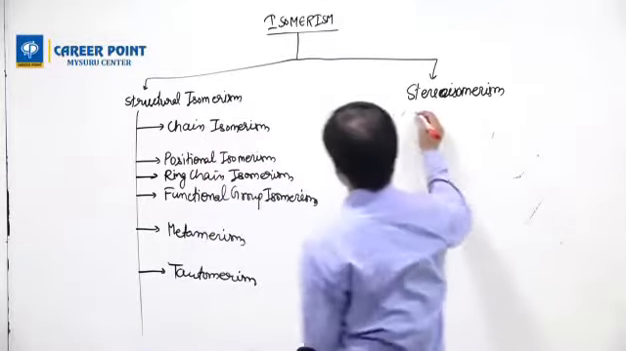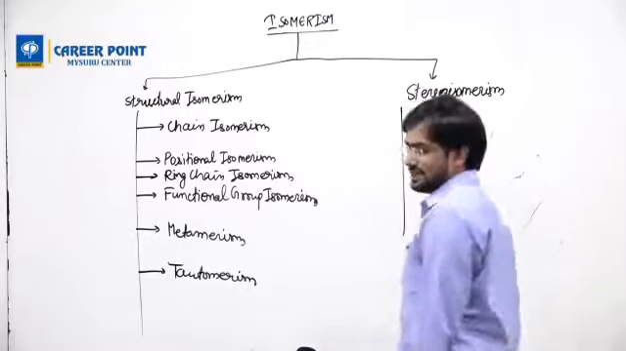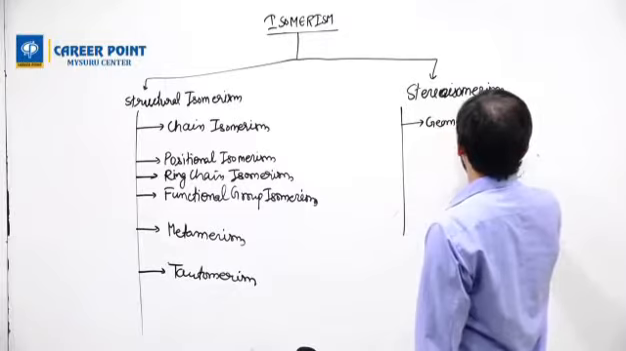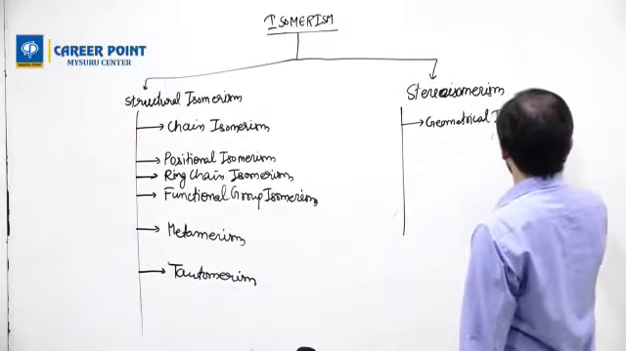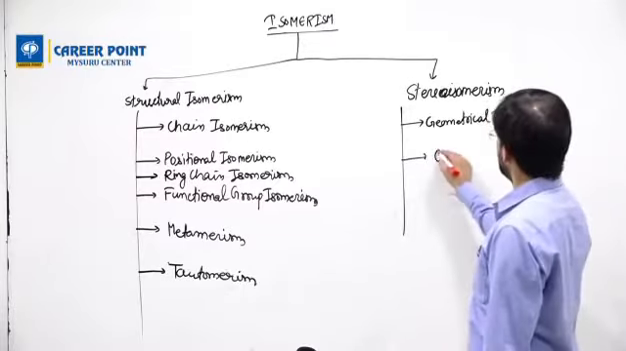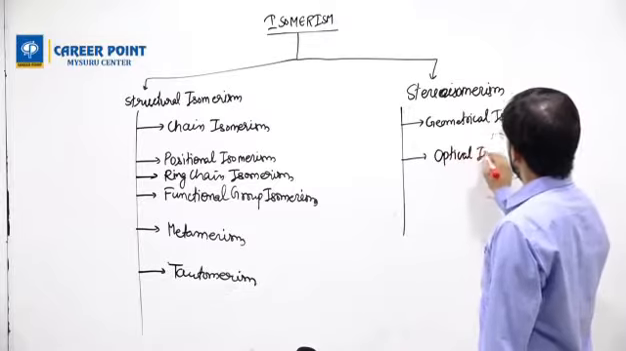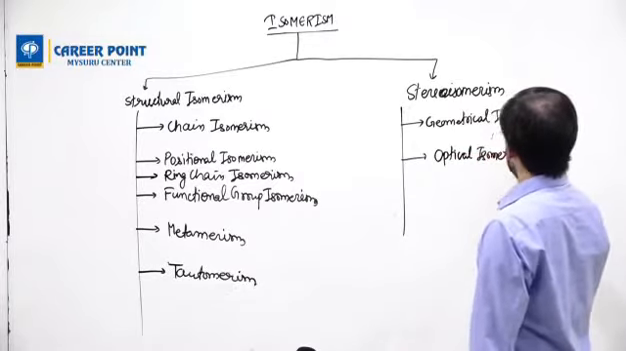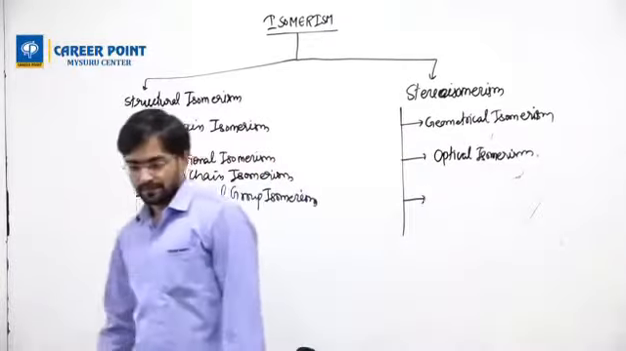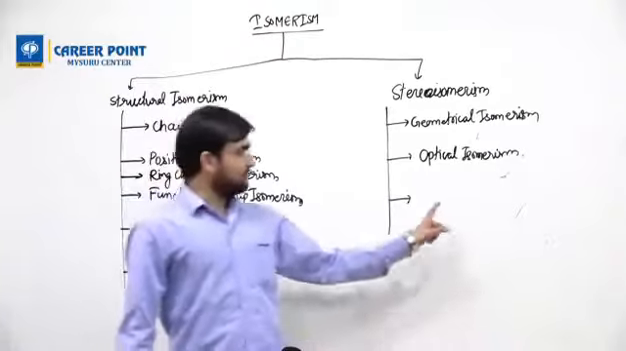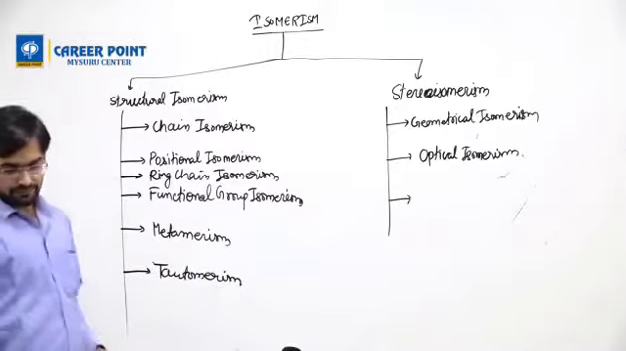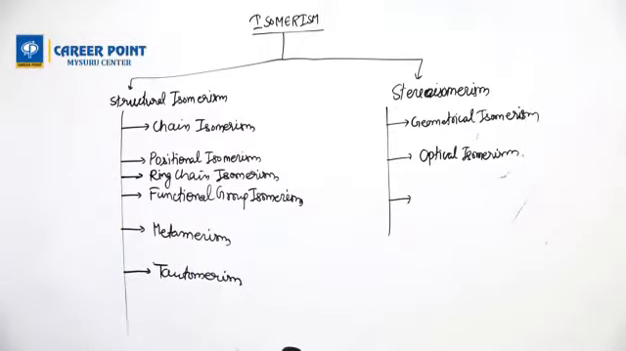Okay, done. So we have stereoisomerism. Stereoisomerism basically is of two types. First one is known as geometrical isomerism. Another one is known as optical isomerism. There is one more. Who will tell me what is the name of the third one? Tell me fast.